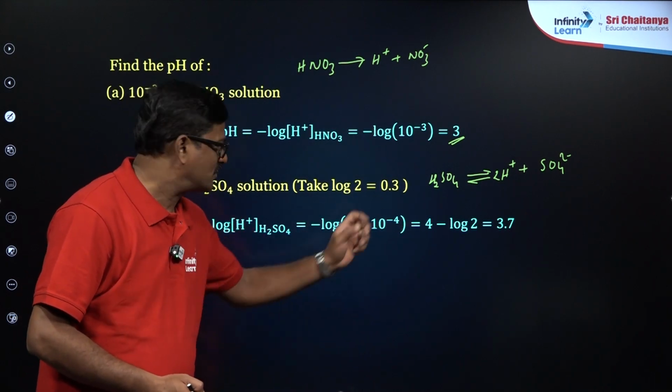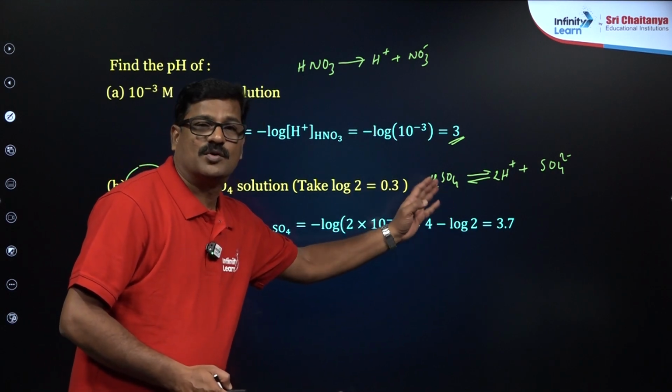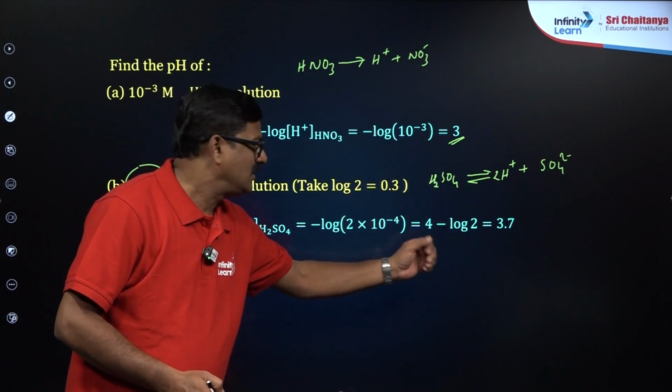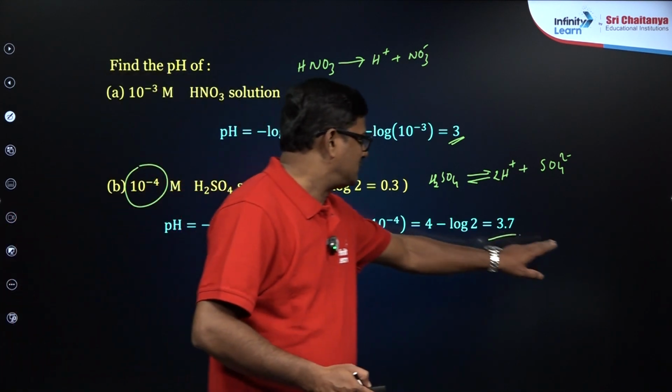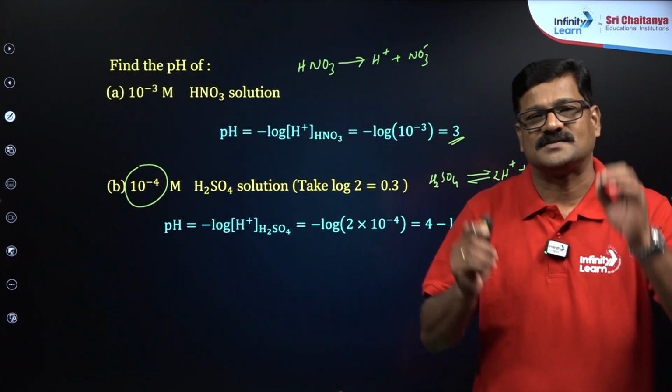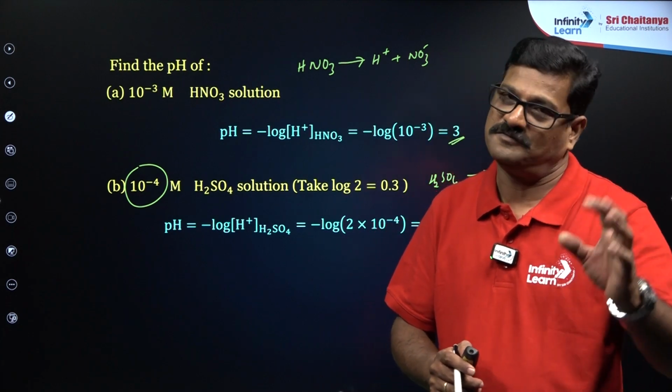into 10 power minus 4. So 4 minus log 2. So log 2 is equal to 0.3. So 4 minus 0.3 is equal to 3.7, which is the answer for this question. So that is a simple version of the calculation of the pH.